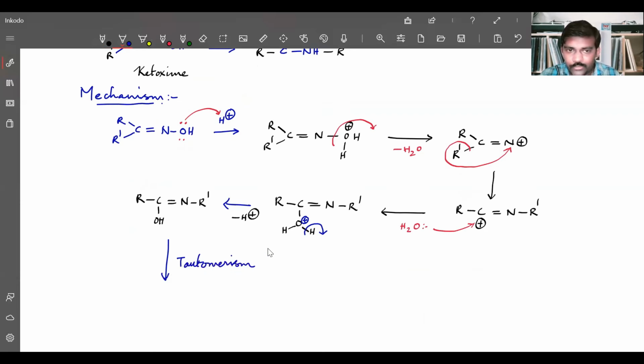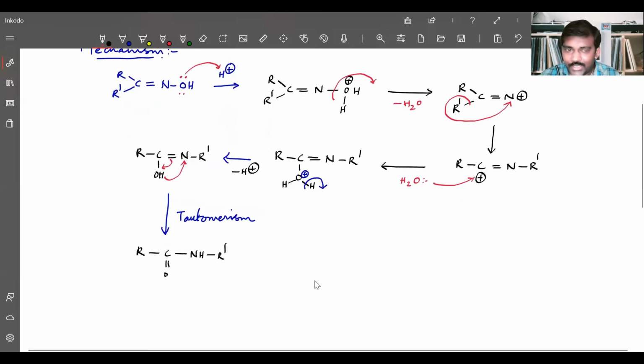So in tautomerism, what happens? That hydrogen will move towards the alpha position. So there nitrogen we have, and that pi bond will shift towards the oxygen. So that means this pi bond comes here, and this hydrogen will move towards nitrogen. So now I get R, here C double bond O, and here I get nitrogen with hydrogen. This is R dash. And this is what the final product is. This is alkyl substituted amide.